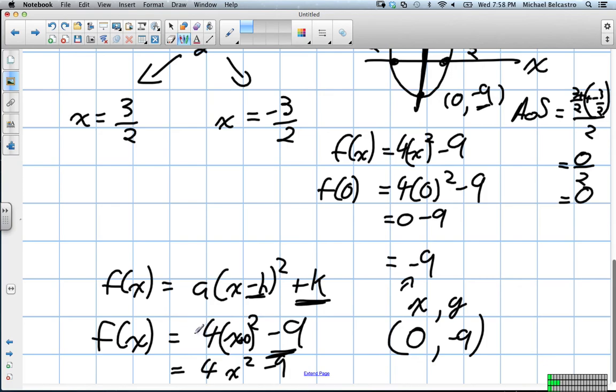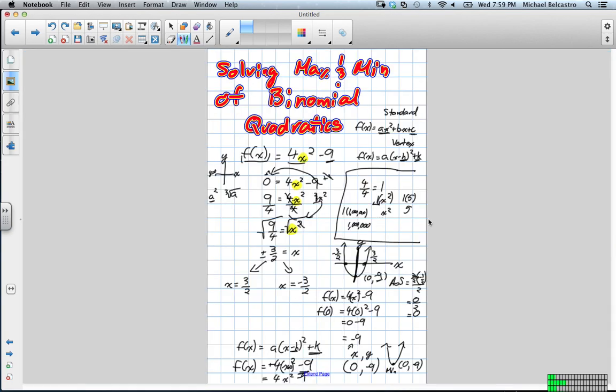And does it open up or down? Is 4 positive or negative? Oh, it opens up, that's right. It opens up just like we said. Opens up, so is it a max or a min? Minimum. Minimum at the value of (0, negative 9). Okay? So that's kind of like a shortcut. I'm trying to view it as if it was in vertex form. That's like a visual thing.